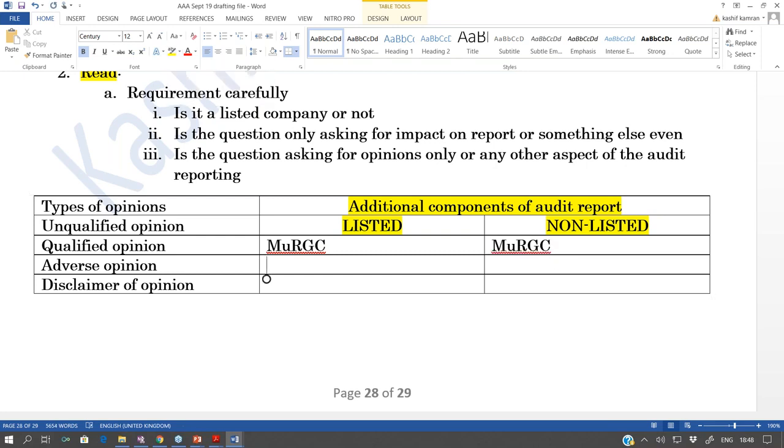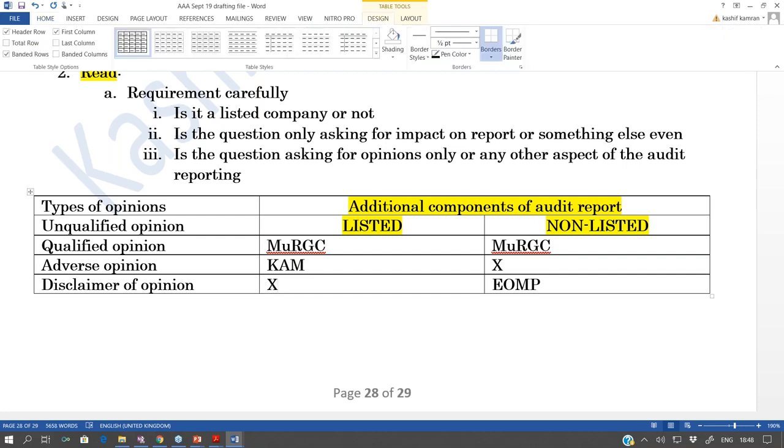Then there is a paragraph known as CAM. CAM is only for a listed company, whereas there is no CAM in a non-listed company. Then there is a paragraph known as emphasis of matter paragraph, which is in a non-listed company, but there is no emphasis of matter paragraph in a listed company.